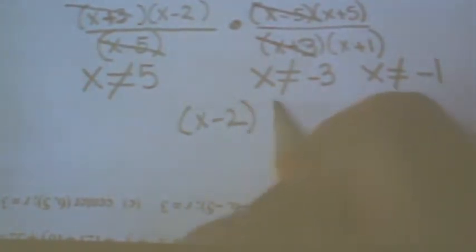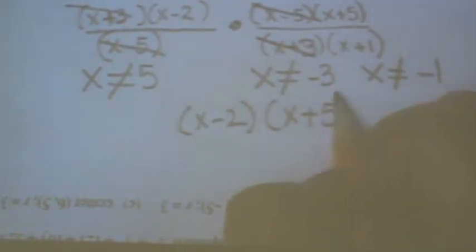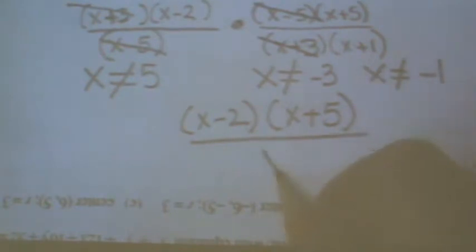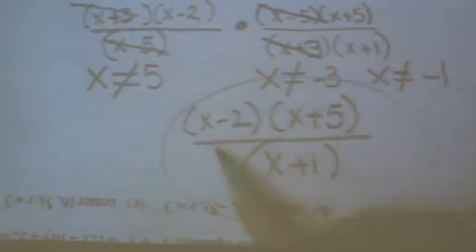So what's left, you're going to go across. You have x minus 2 times x plus 5 on the top, and on the bottom we have x plus 1. This is simplified, and these are your restrictions.